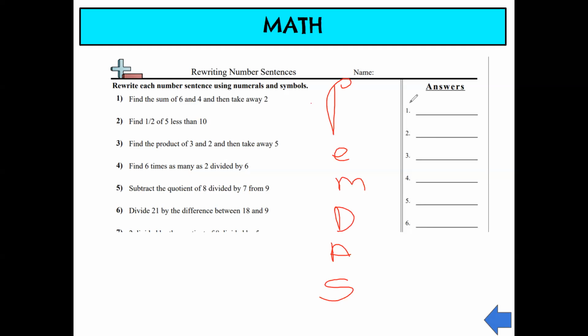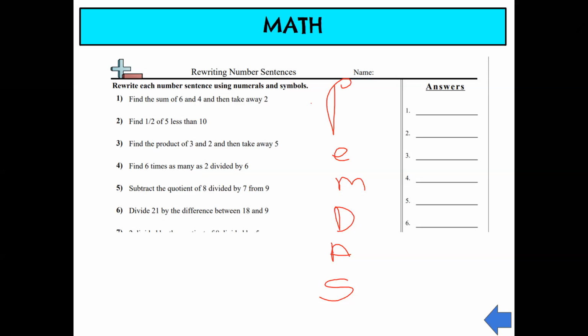PEMDAS is the acronym that we use to help us remember the order of operations. P stands for parentheses first, and then we look to see if we have any exponents, because if we did, we would solve those. And then we will solve the multiplication part of the equation, and then we would do division, addition, and subtraction. If you remember, we learned and talked about this a lot in the beginning of this year. And that's what we use to evaluate a numerical expression.